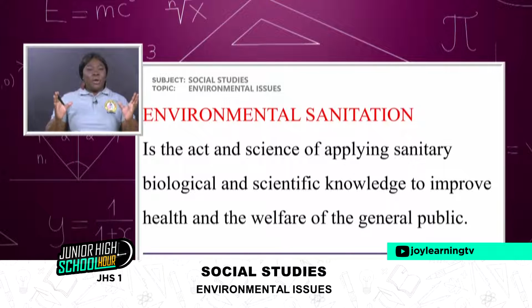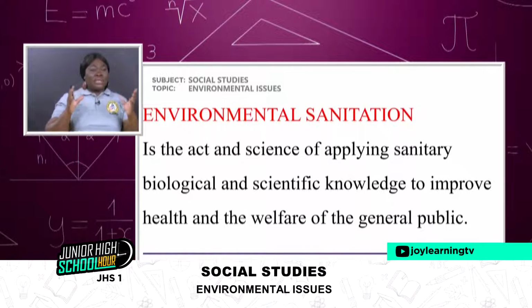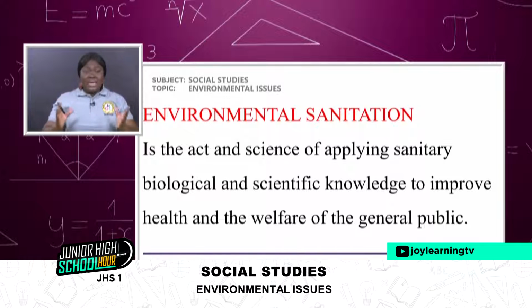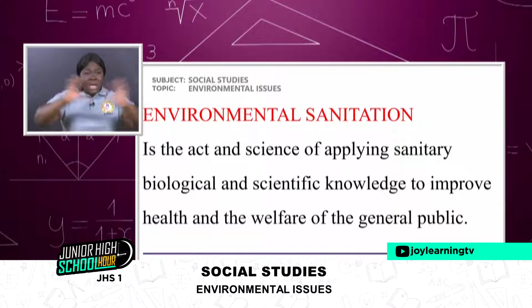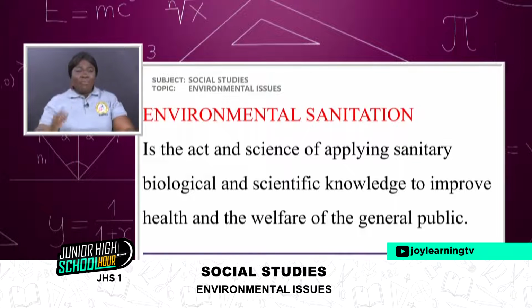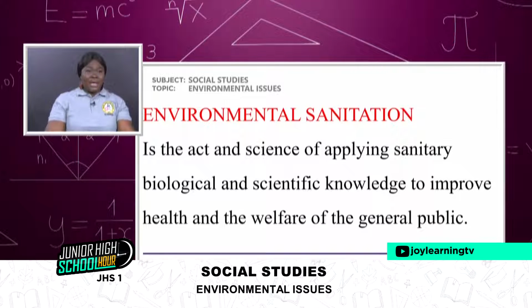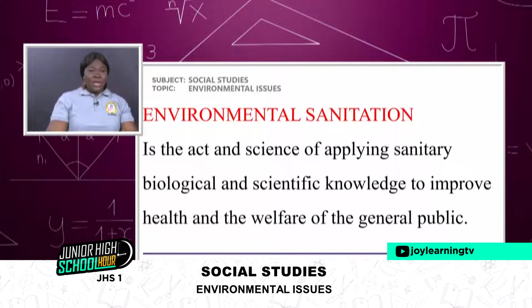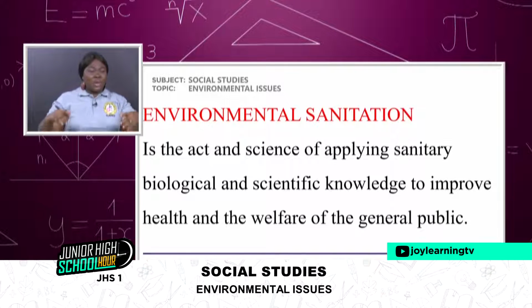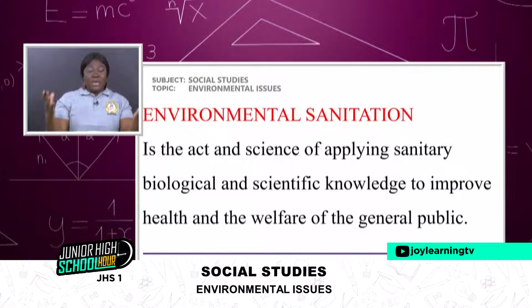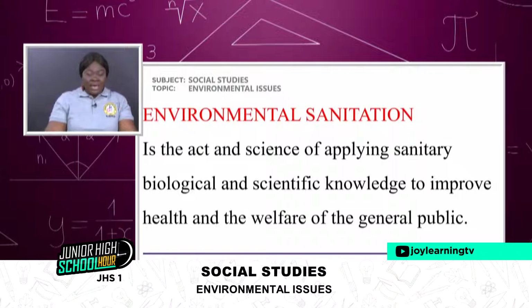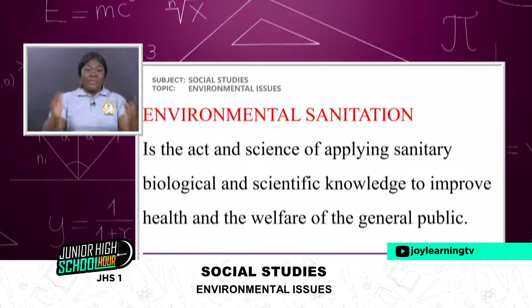of the general public. So when we have environmental sanitation, it simply means the things that are needed to help improve sanitation in our environment. So you can have one in your house. You can have the rake, you can have a watering can, you can have a dustbin. These are all what? Sanitary or biological or scientific knowledge to improve health sanitation in your environment.